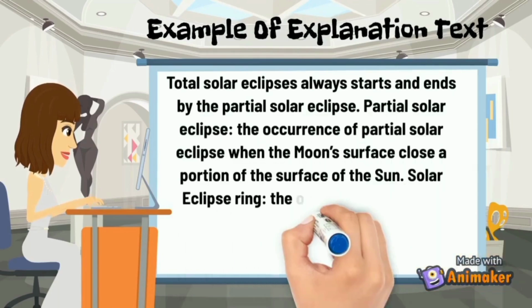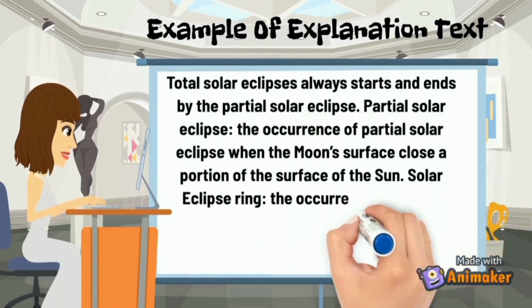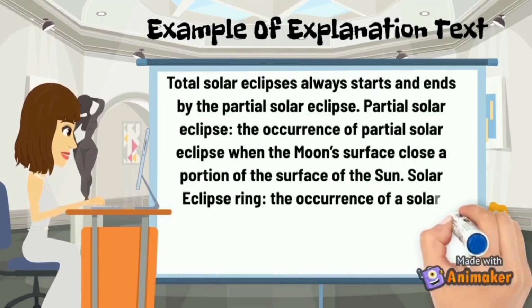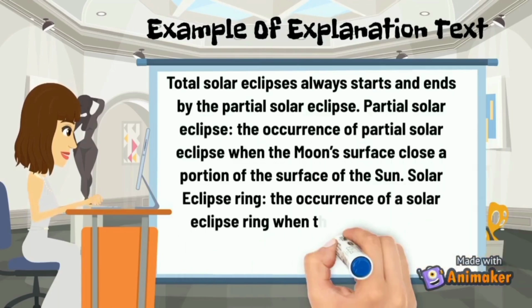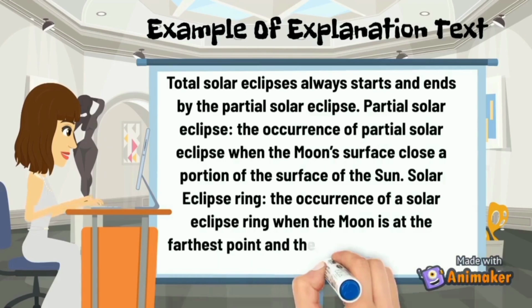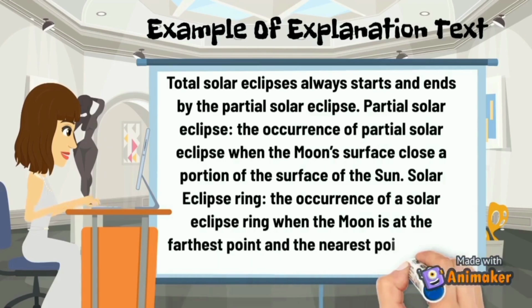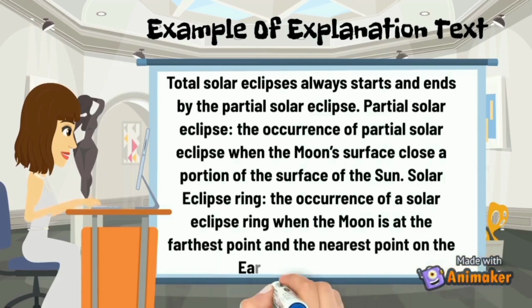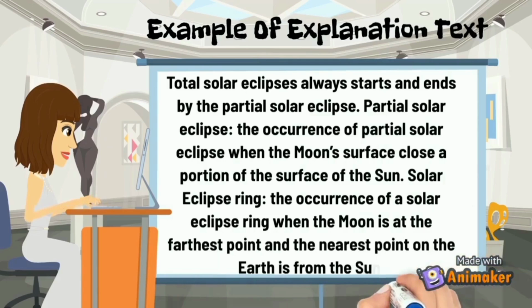Solar eclipse ring. A ring solar eclipse occurs when the moon is at its farthest point, while the earth is at the nearest point to the sun.